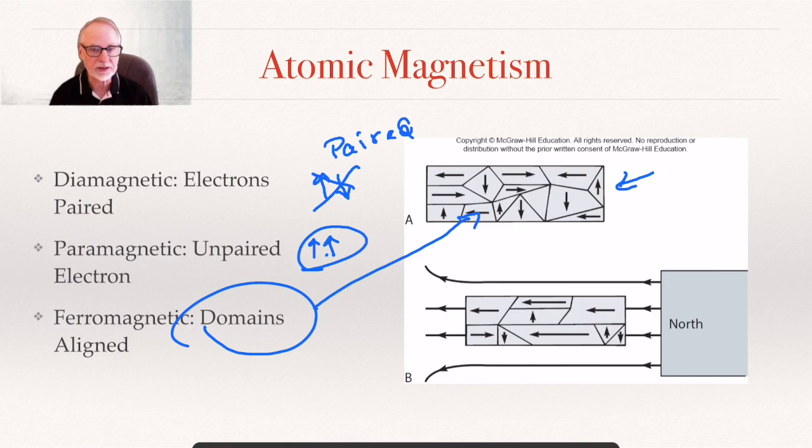And so that's what leads to a ferromagnetic substance. Again, iron is a prime example. Ferro represents iron. So that's what we're talking about there at the atomic level, what's going on.